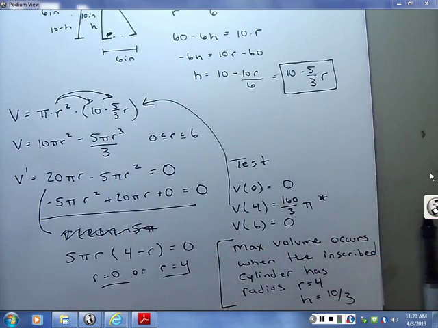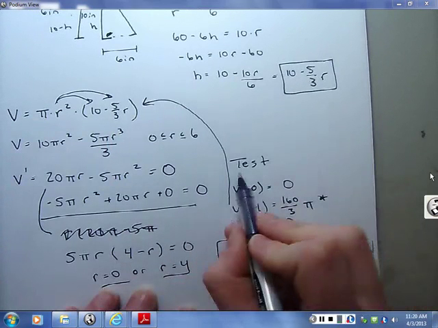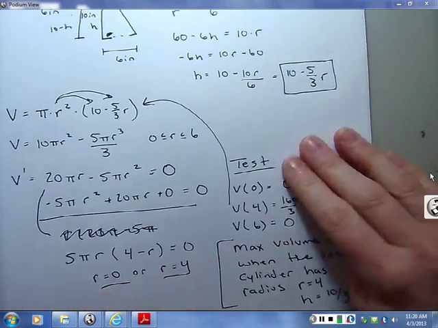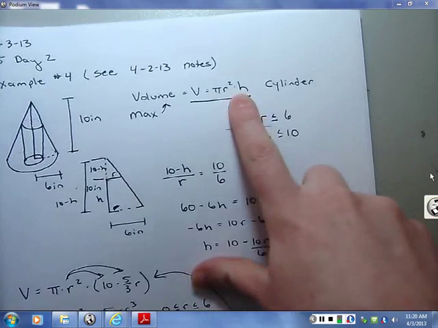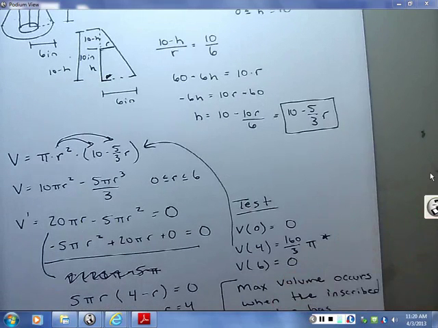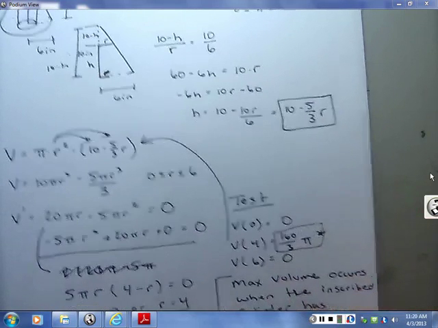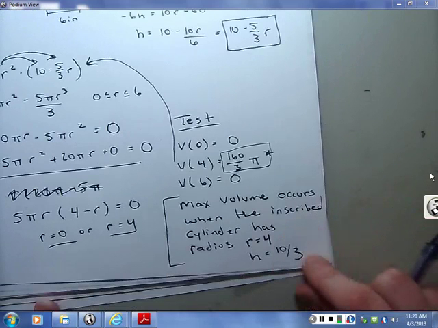Because we solved for r when we were testing the points, that's why we plug it back into the volume function in terms of r only. You could plug it into the volume function of r and h, but you'd have to solve for h. So it depends on what they wanted. If they wanted you to solve for r and h, it doesn't matter because you'd have to do that anyway. But if they just want the maximum volume, it is this, and it occurs when the radius is 4 and the height is 10 over 3.